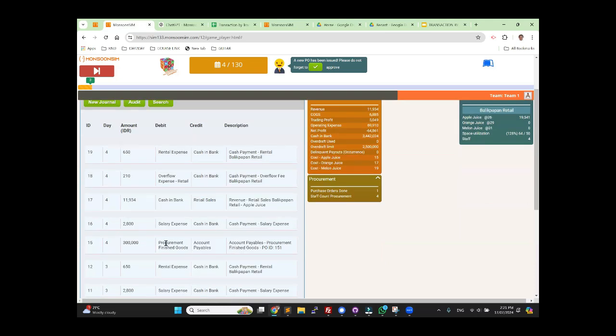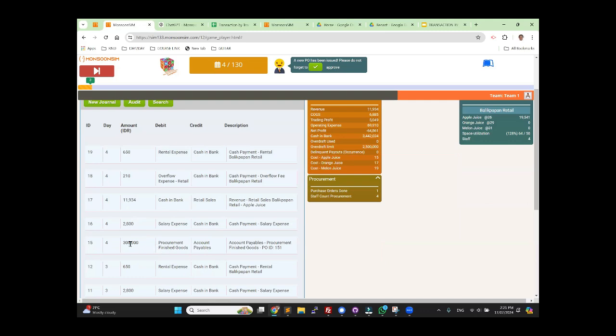There you go. Debit inventory, credit account payables. Yeah, for $300,000. Okay, meanwhile, the rest are just the same, right? The cash in bank for the sales, but we also have a retail sales here. So that's another thing. Later, we'll look at it later. But let's take a look at the inventory now.